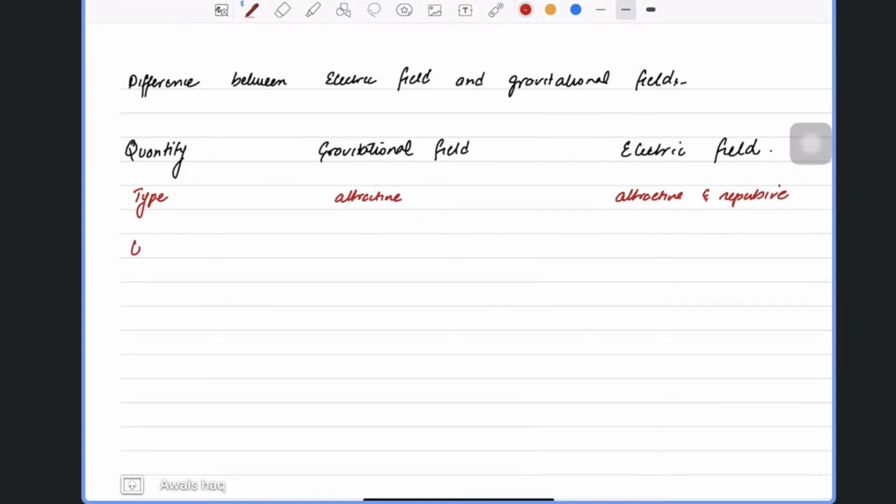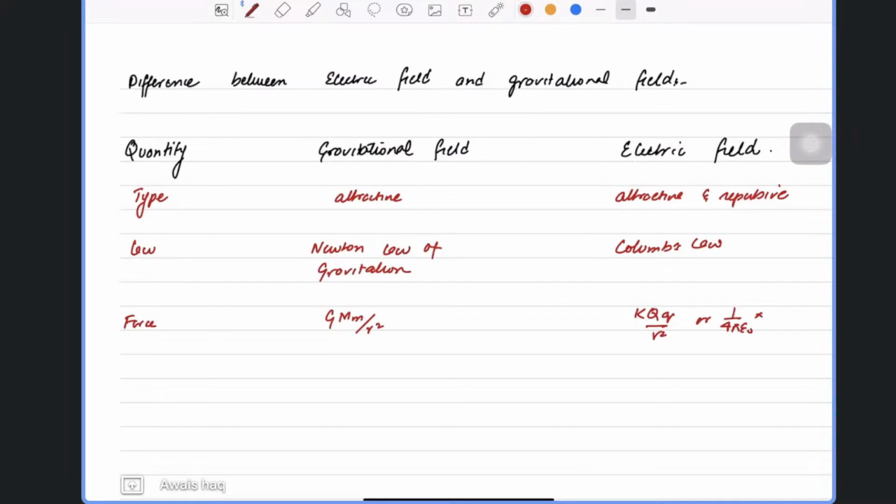Then we're going to talk about the law. Gravitational field follows Newton's law of gravitation, and this follows Coulomb's law. Then we should talk about the force. In gravitational, force is given by G m m over r square. In this one, it is k q q over r square, or we can write 1 upon 4 pi epsilon times q q over r square.